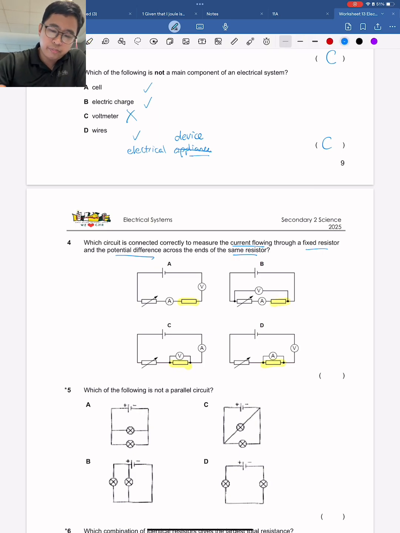To measure the current flowing, you need to connect the ammeter in series. So this is wrong. The rest of them are correct. And for the voltmeter, you want to connect it across the resistor. So this is the only one. That's why it's C.